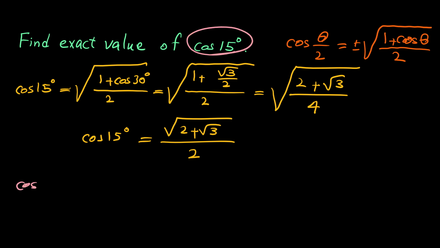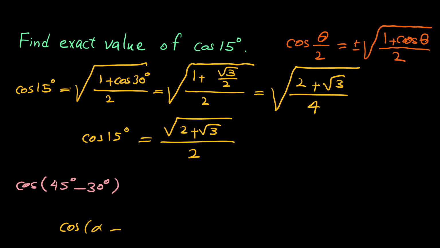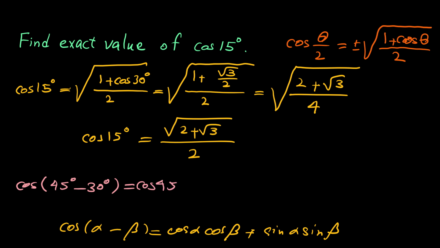For finding cosine of 15 degrees, we can write 15 degrees in the form of 45 degrees minus 30 degrees, or 60 minus 45. I'm using 45 and 30 here. Based on the formula, cosine of alpha minus beta is cosine alpha, cosine beta, plus sine alpha, sine beta. Based on this formula, what is cosine of 45 minus 30? It equals cosine 45, cosine 30, plus sine 45, sine 30.